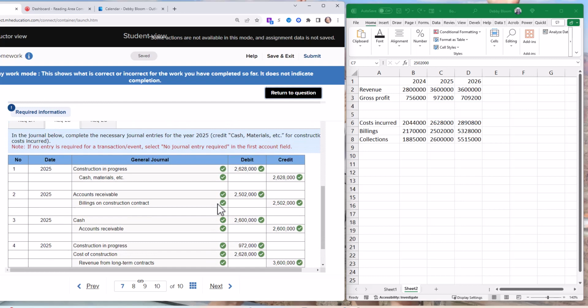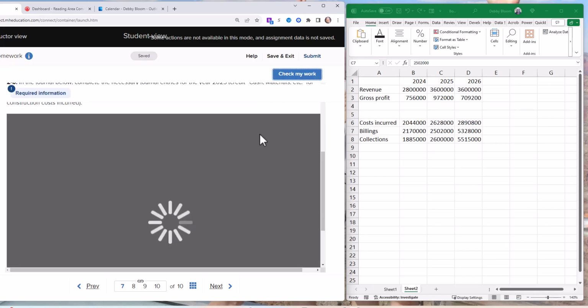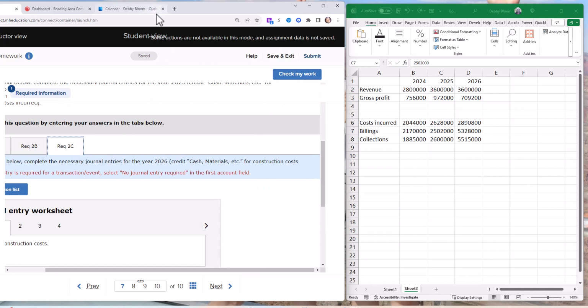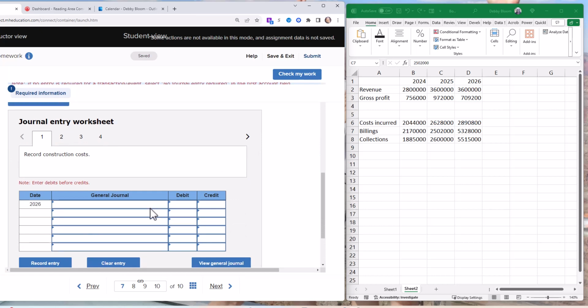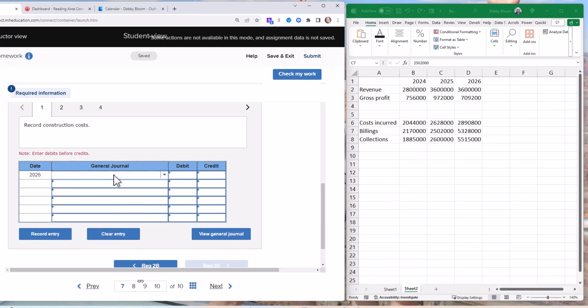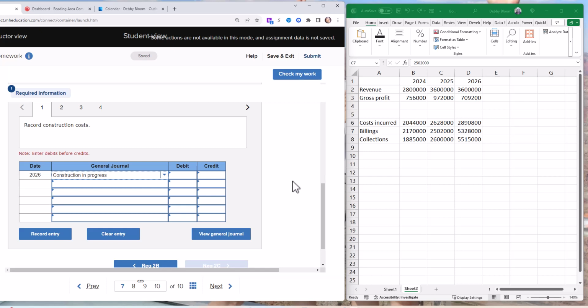Now let's just go ahead and do exactly the same thing for year 2026, or year 3. So return to question, and requirement 2C, record construction costs. So if we remember to record our construction costs, we're going to debit the asset account, construction in progress. Our construction costs in 2026 are $2,890,800. And we're going to credit the cash, materials, etc.